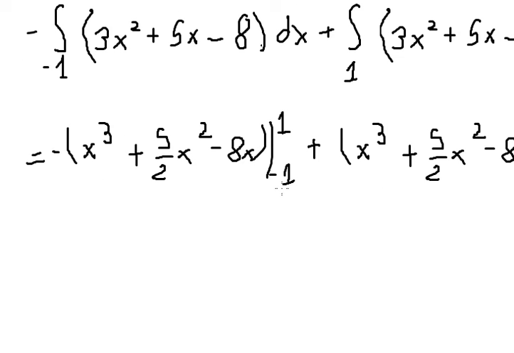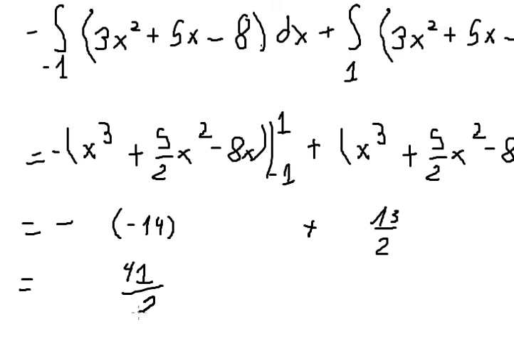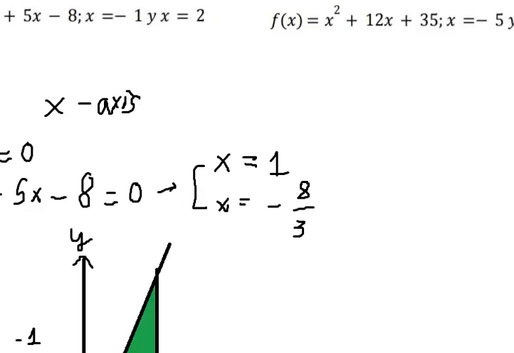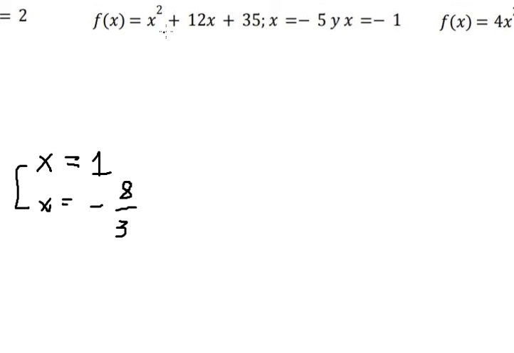So we put 1 in here, negative 1 in here. And this one you get negative, this one we get negative 14. Similar for this one, that's 13 over 2. And we sum the two numbers together. That's 41 over 2. Now, let's go to the next one. We do the same technique.